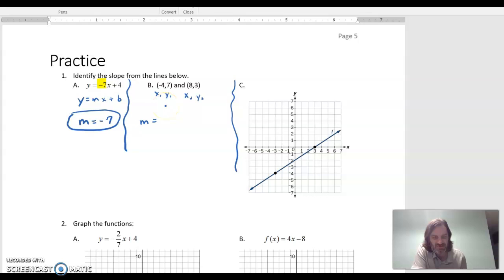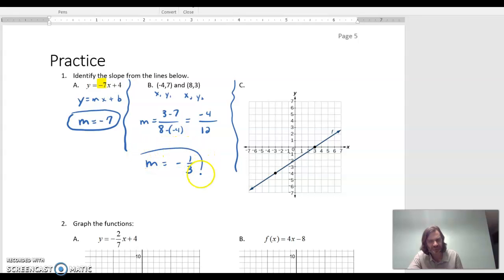M equals y2 minus y1, so that'll be 3 minus 7, over x2 minus x1, so that'll be 8 minus negative 4. So on top, 3 minus 7 is negative 4. On bottom, 8 minus negative 4 is a positive 12. So we get negative 4 over 12, which if we simplify that fraction, it'll be negative 1/3. Why not write it in the simplest form? So given 2 points, we can use that slope formula to calculate the rate of change.